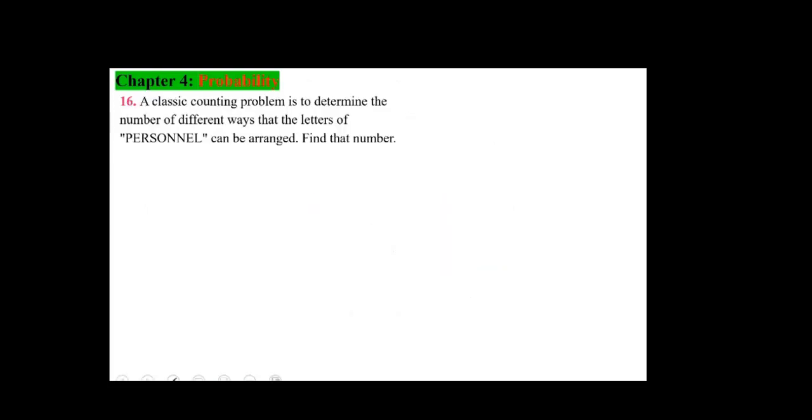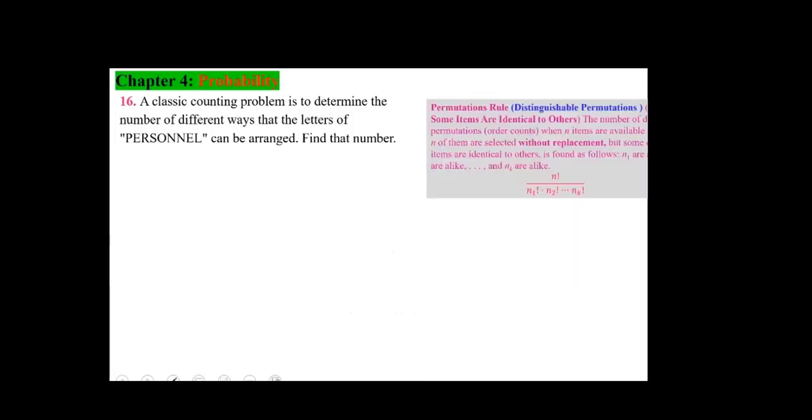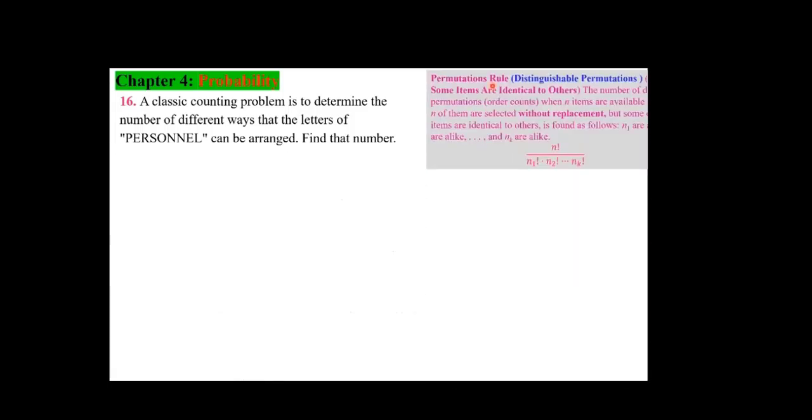Number 16, a classical counting problem is to determine the number of different ways that the letters of PERSONNEL can be arranged. Find that number. So first, a quick reminder of permutations, and in this case, distinguishable permutations when some letters are identical to others. The formula is n factorial over n1 factorial times n2 factorial, and so on and so forth. It gives the number of different permutations when n items are available and all n items are selected without replacement, but some of them are identical.